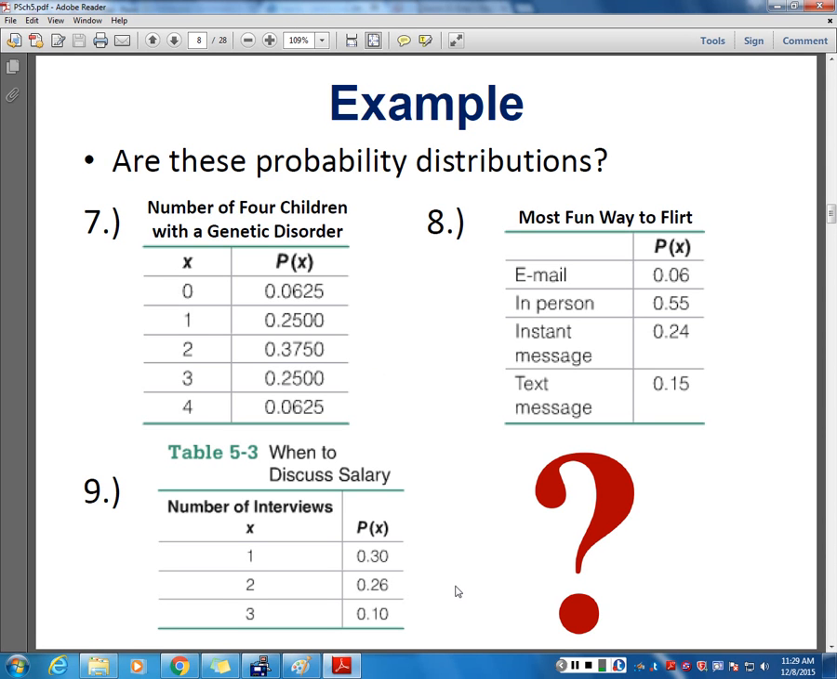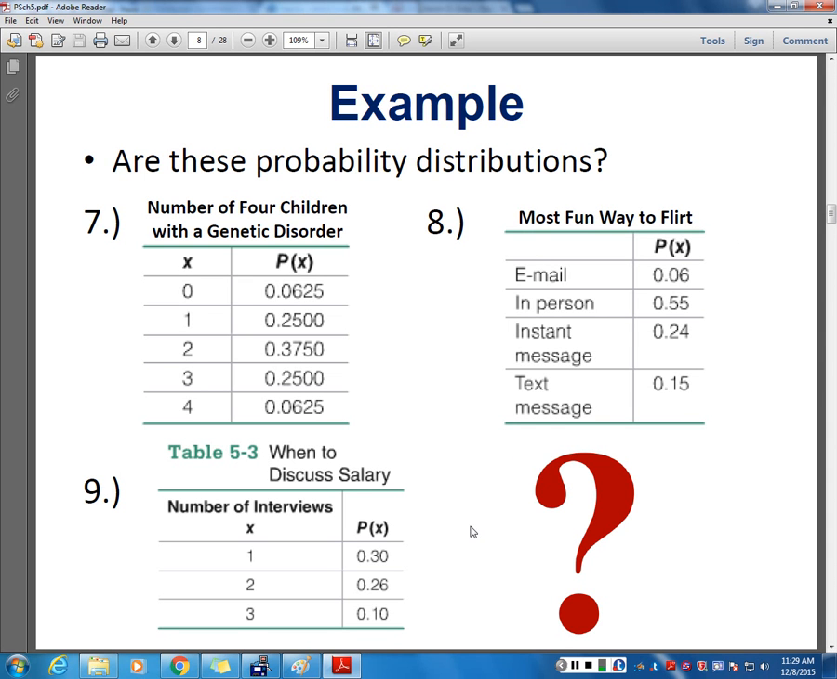Number 8, most fun way to flirt. That is not a probability distribution. Can you see why? Well, the first requirement is that I have numerical values of x corresponding to probabilities. Email, in-person, instant message, and text. All of those are not numerical. So this is not a probability distribution.